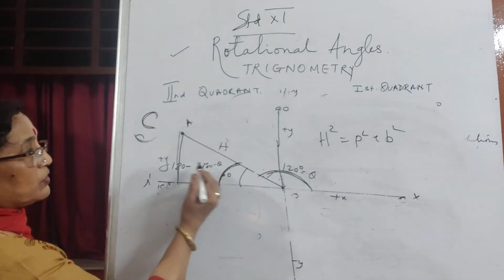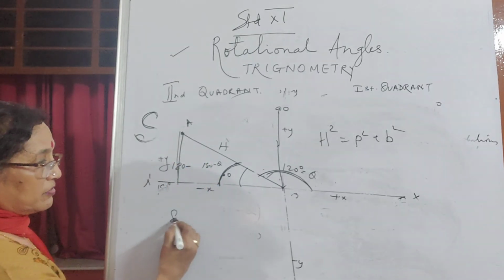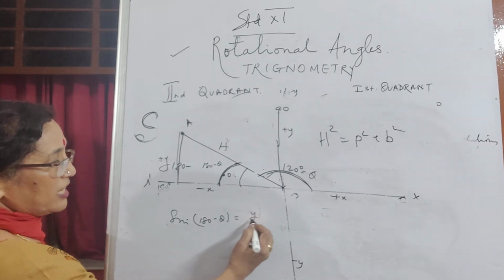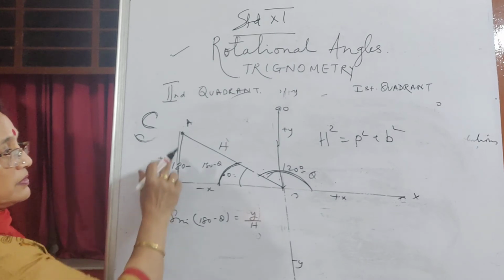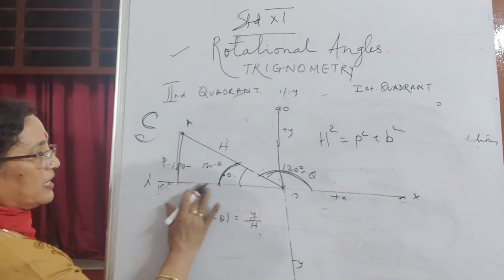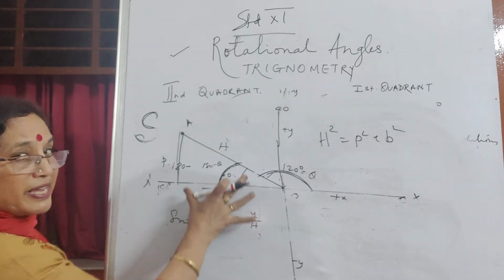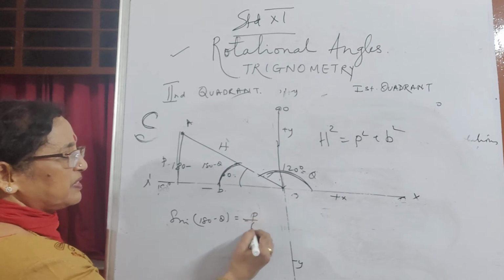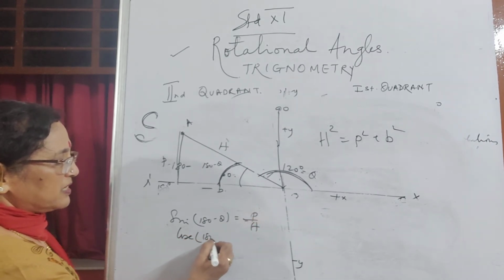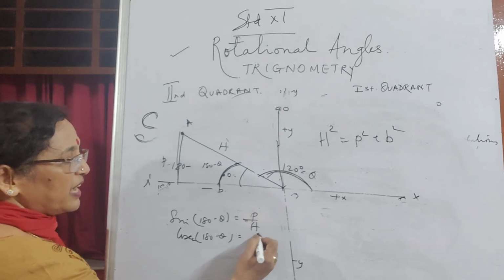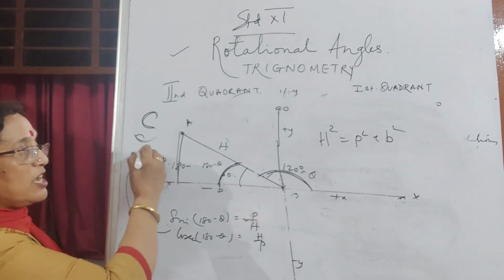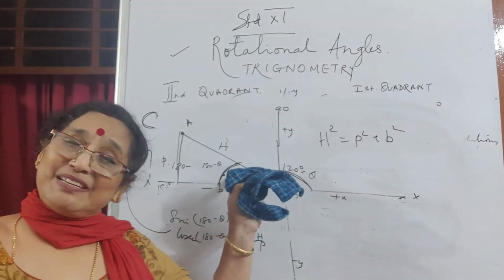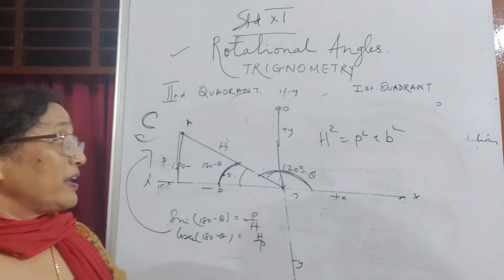So see this, sine of this angle, 180 minus theta, will be y by h. Perpendicular is positive, let us say p, and base is negative. So p by h. So cosec of 180 minus theta is h by p. Both are positive. But cos of this angle, which is 180 minus theta, okay, cos of 180 minus theta.